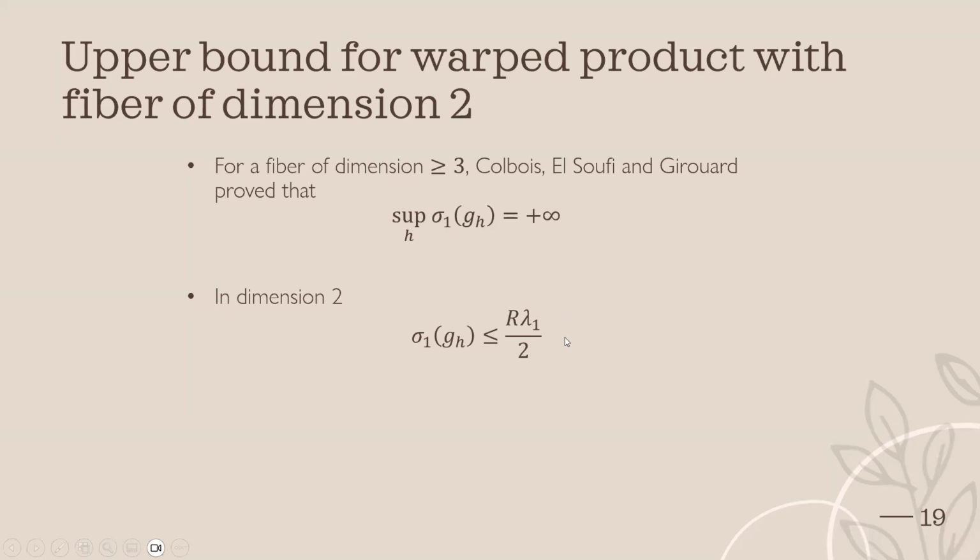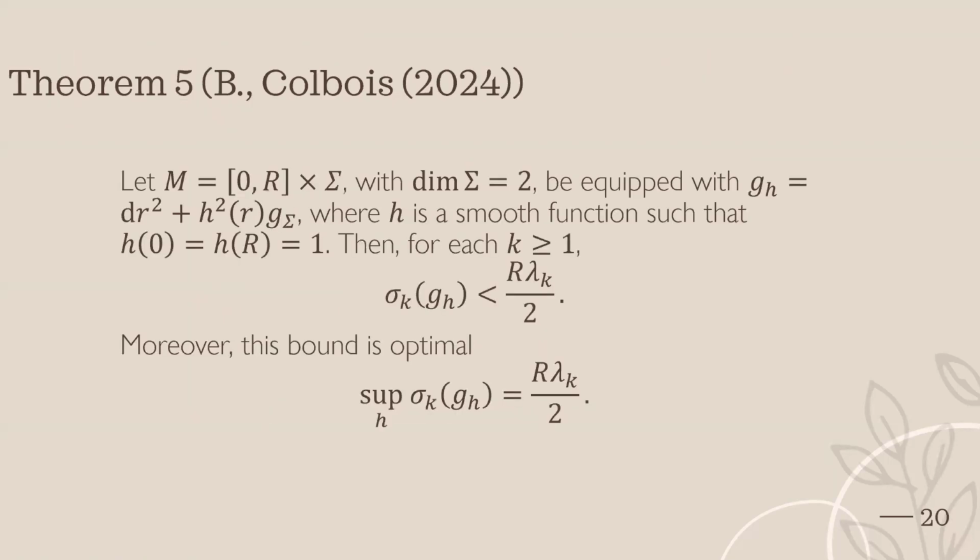So from this remark, what we can ask is: is this upper bound optimal? Can we find a function h for which sigma 1 is equal to the upper bound? Or can we find a sequence of functions such that sigma 1 tends to the upper bound? And also, can we find an upper bound for each eigenvalue? We're not only interested in the first eigenvalue, we want to find an upper bound for each eigenvalue. And this is what we did.